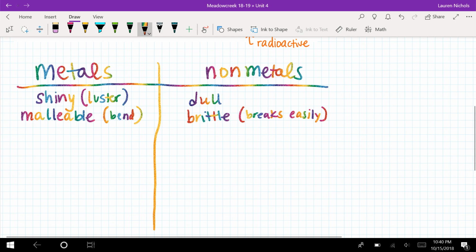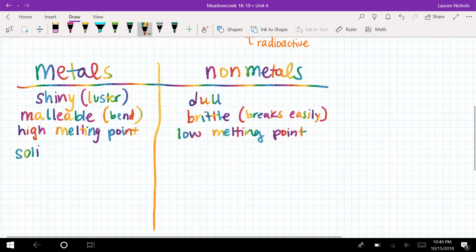Okay, metals have a high melting point. The reason why they have a high melting point is they have some really strong bonds. And so nonmetals have a low melting point. And this shows up in many ways. Almost all metals are solids except for mercury, which is element Hg on the periodic table, and that is a liquid at room temperature. Whereas nonmetals can be all three. It can be a solid, a liquid, or a gas.